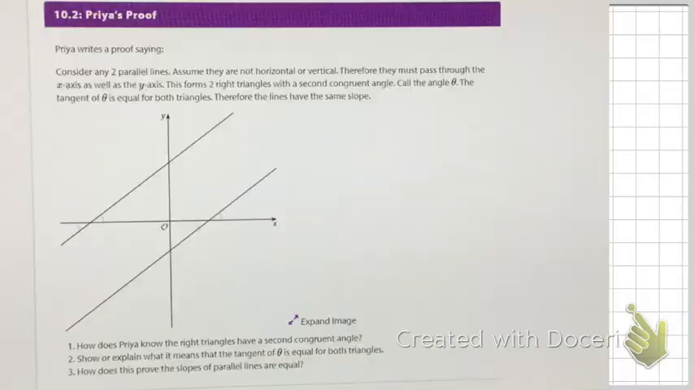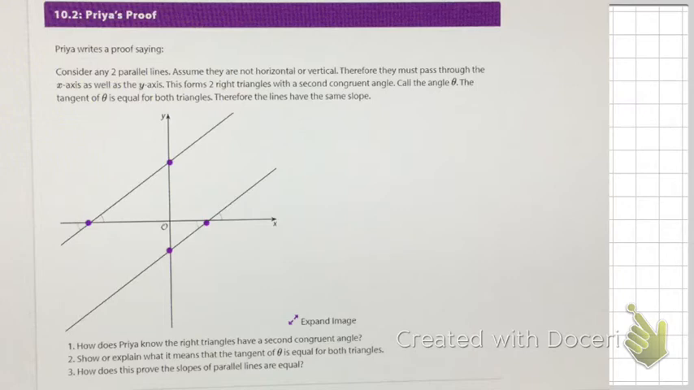Now, what do parallel lines do without a grid? This is where we come into play with Priya here. Priya has two parallel lines that are not horizontal and not vertical. Therefore, they must pass through the x-axis and y-axis. That's her idea. That's not a big mystery. There's your x-intercepts, there's your y-intercepts. By doing that, we get two right triangles. That's the whole idea here.